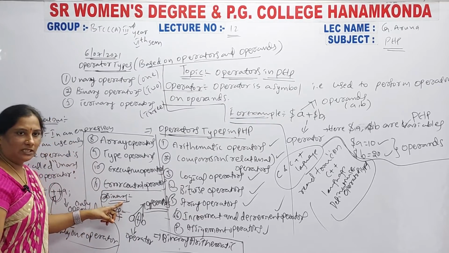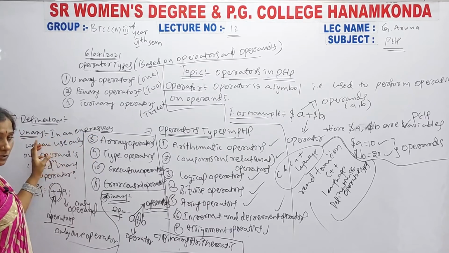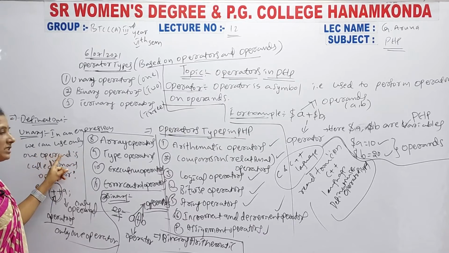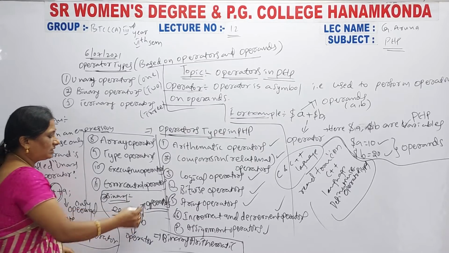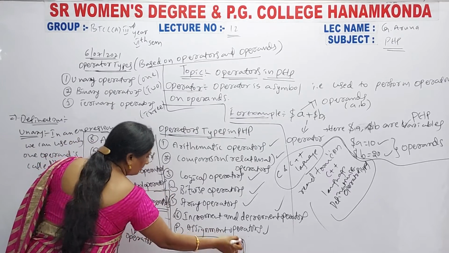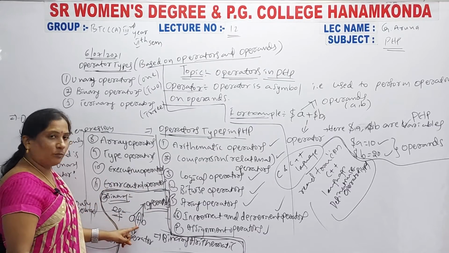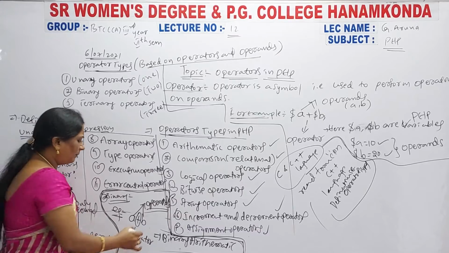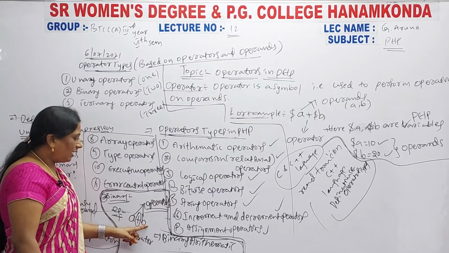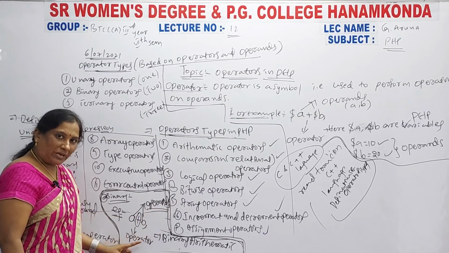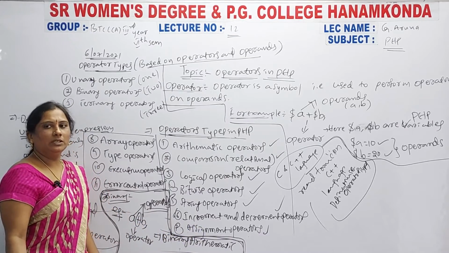So this is the binary you have to write, with the definition: in an expression we can use 2 operands, is called a binary operator. This one is the example for binary: a plus b, followed by a semicolon. Here plus is the operator, and a and b are operands. Plus is a binary arithmetic operator here. Simple definition, you have to write that definition.